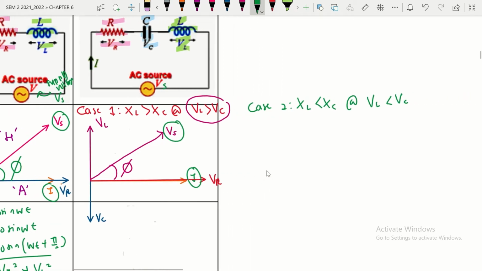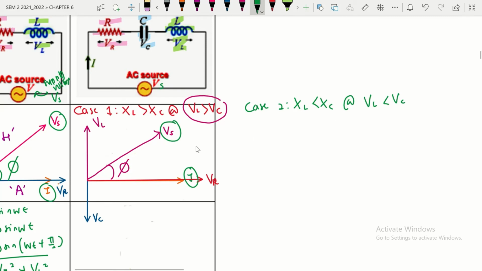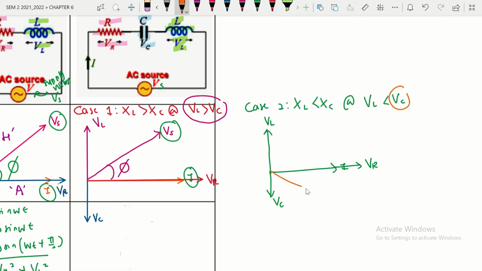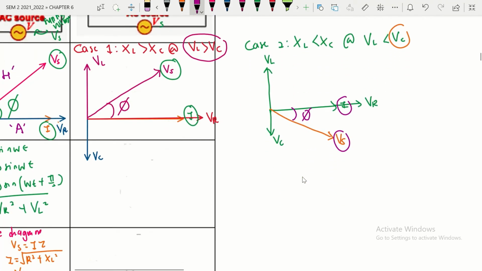Tetapi case di mana bila you punya voltage across capacitor lebih besar daripada voltage across inductor. Okay, ini mesti laju-laju je ya. So this is your VL, kan dia sama je kita cakap, and then ini akan ada current, and at the same time dia akan ada voltage across resistor, dan ini adalah voltage across the capacitor. Kalau untuk case ini, bila you punya capacitor lagi besar, so you punya supply voltage ni akan berada di bawah lah, sebab ini lagi besar kan. Dan you punya phase angle adalah antara current dan juga supply voltage. So this is your phase angle. Okay, boleh? Okay, dan yang lain sama.